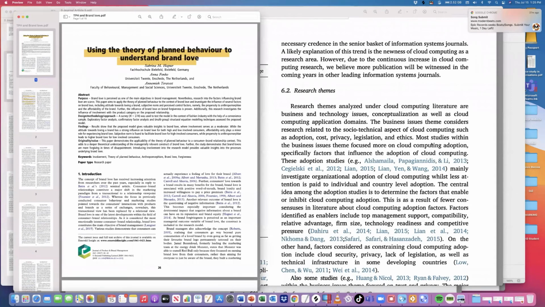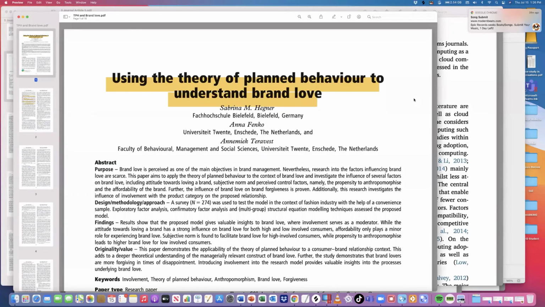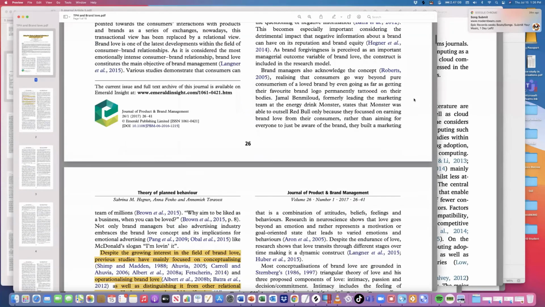Oh, sorry, but I have a marketing example here. Look at this paper. The paper is called Using the Theory of Brand Behavior to Understand Brand Love. Okay. So the theory is a classic theory already. So they say I'm going to use the theory to understand brand love. So they explain the theory here, theory of brand behavior.